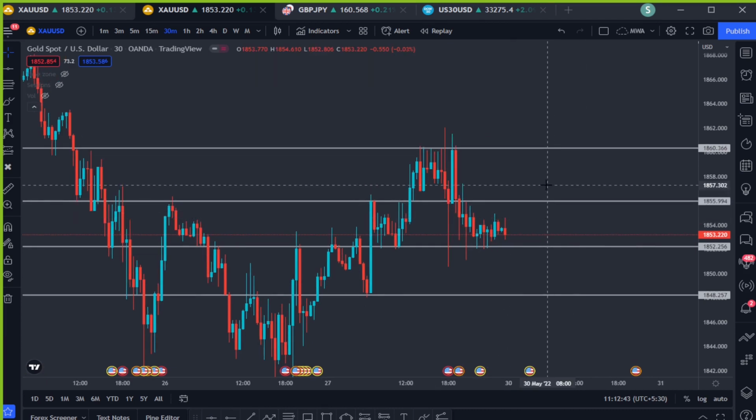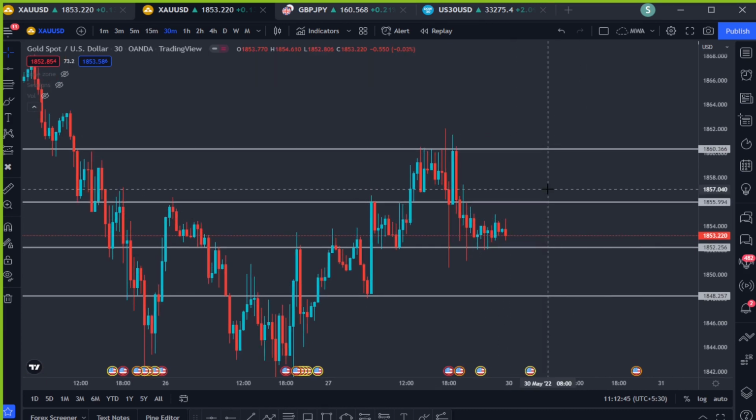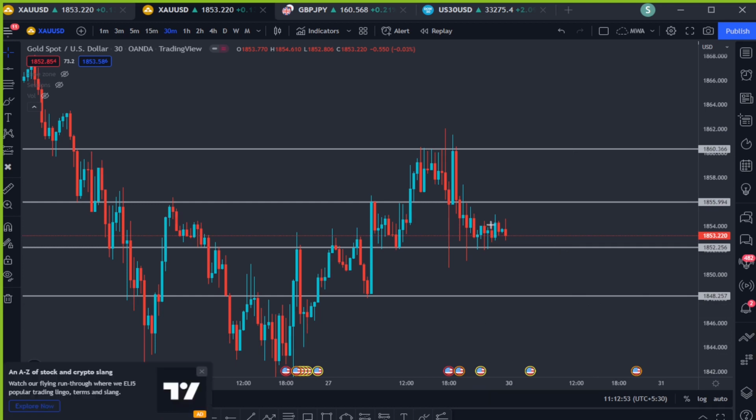Right, so what we are expecting right now on the 30-minute chart, as you can see from the daily time frame, our bias is bullish. So if we get a bullish candle closure above this zone, then we can expect the price to make a bottom wick and move to the next resistance, which is right up there.